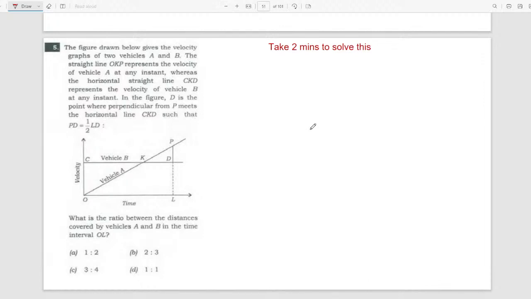Take 2 minutes to solve this question. There are two responses for option B. 3 now. We'll see how to go about this question. If you have any doubts, please post it in the comment section or the chat section.